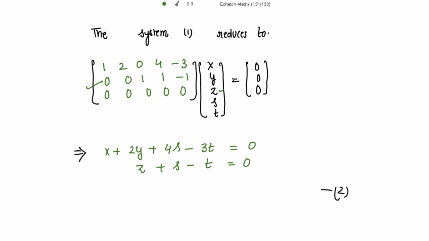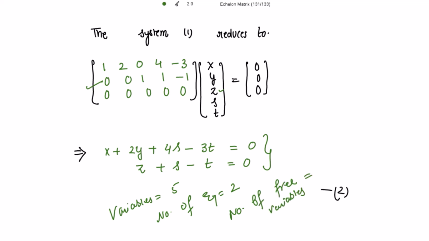That's it, right? So these are homogeneous linear equations in how many variables? 5 variables, right? And how many equations do we have? 2. So what is the number of free variables? It is the number of variables minus the number of equations. That is equal to 3. So we are getting 3 free variables from these equations.